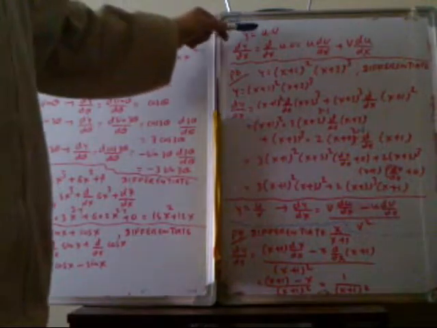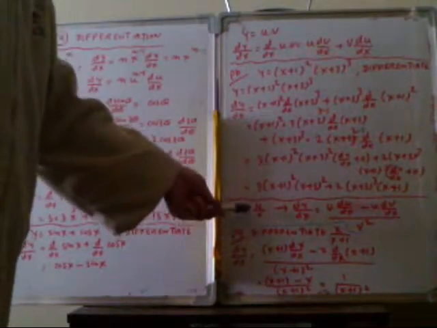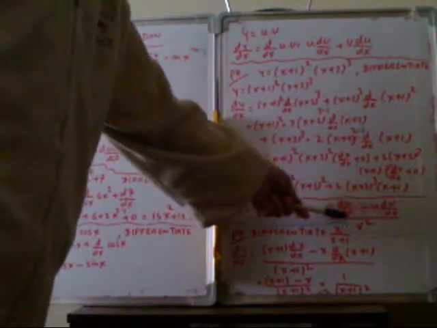If you use u into v, we can write the equation u dv by dh plus v du by dh. In this problem we used the product method. Another one is division: y equals u by v, dy by dh is v du by dh minus u dv by dh, divided by v squared.